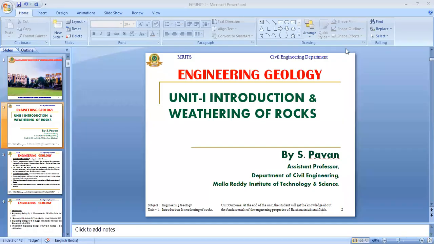This is the first unit. Okay, we are going to revise the first unit. The name is Introduction and Weathering of Rocks. We have two parts in the first unit, that is Introduction to Engineering Geology and Weathering of Rocks.